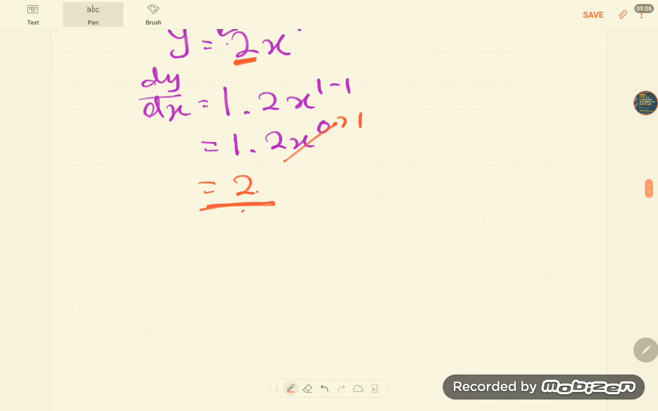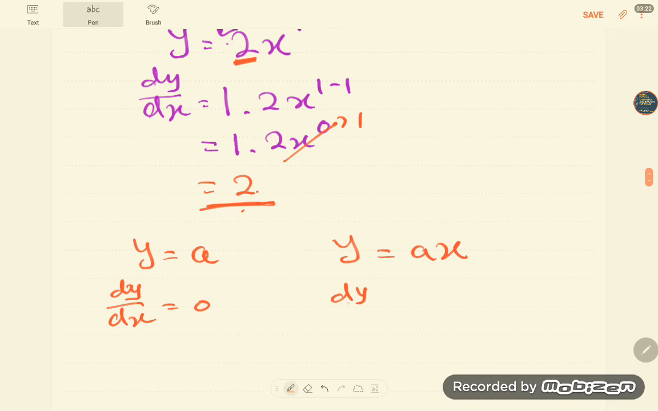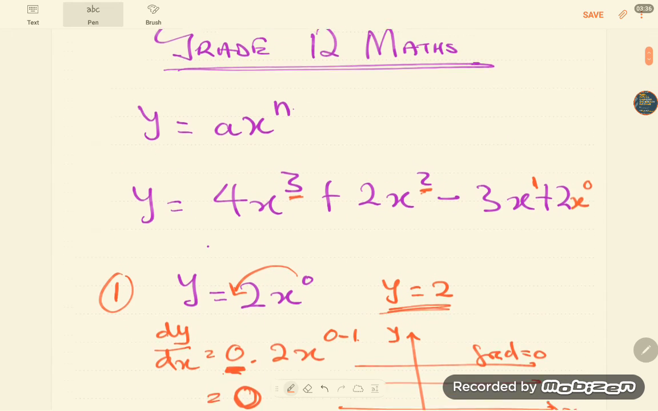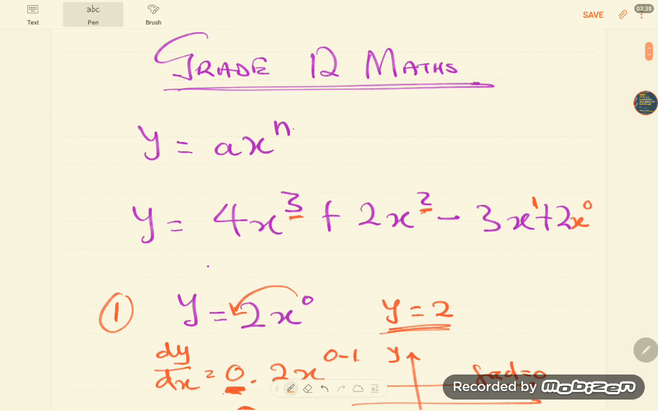So in other words, the simplified results of those two are that if your y equals a constant, and if your y equals a constant times x, then dy/dx is always going to be equal to 0 here. And then for this one, dy/dx is always going to be equal to the a, whether the a is negative or positive. This set of results will save you a lot of time whenever you're differentiating. And then I'll explain how this comes into the question that we formulated later on in the next video.